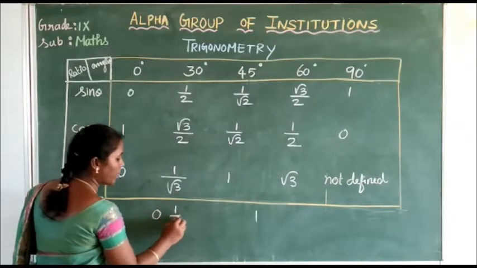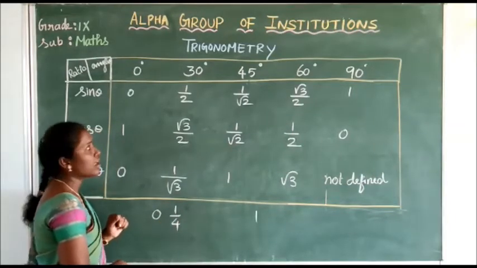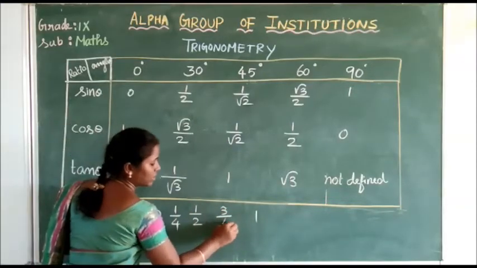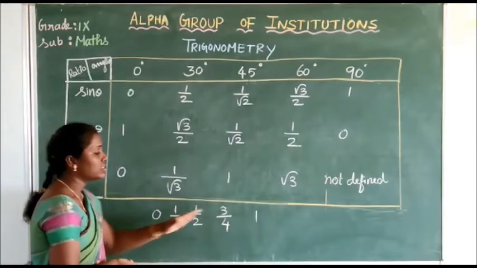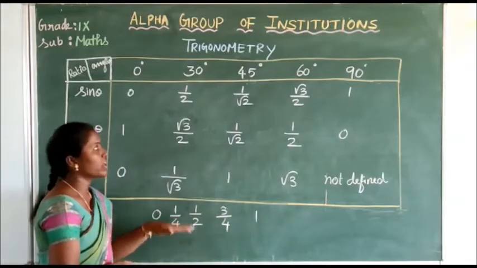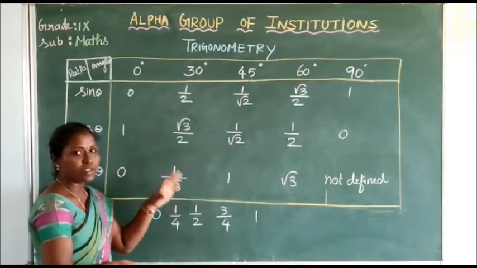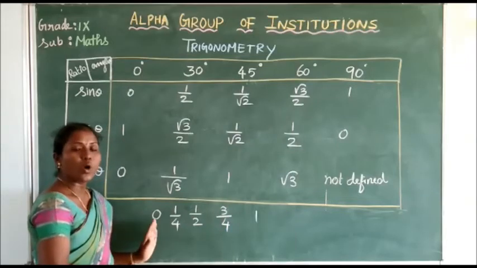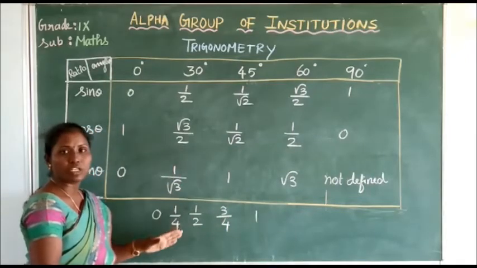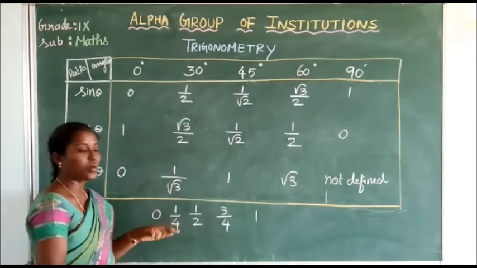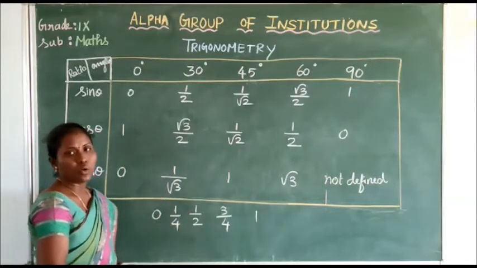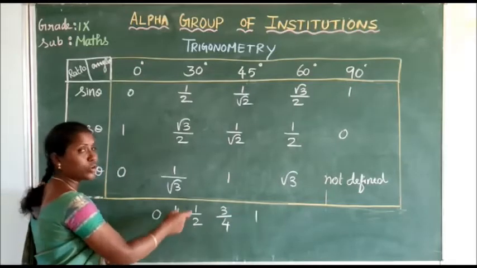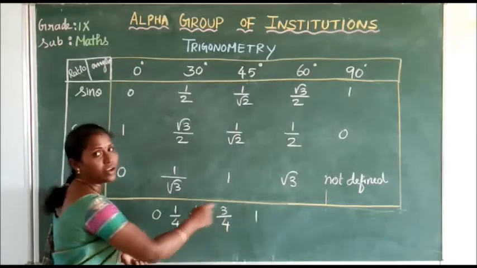See, 0, 1/4, half, 3/4 and 1. This is the clue. This is not the perfect way the values are derived. The values are derived logically, but this is a simple trick to keep these stable values in your mind without memorizing. You can use this trick and find the values. So the ratios will be 0 to 1: 0, 1/4, half, 3/4 and 1.